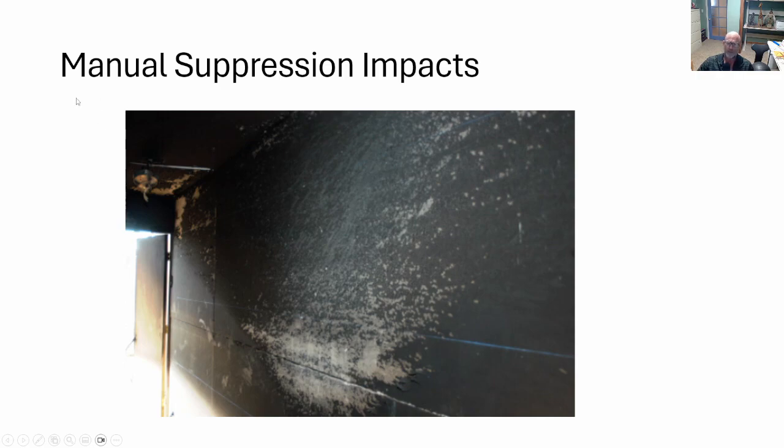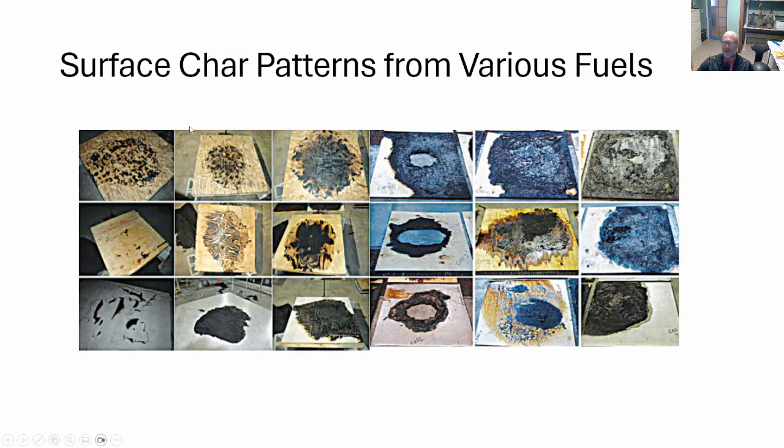Here's an example, an image that shows how active manual suppression activities from a fire hose have changed the profile of smoke patterns on this wall. So it's an important concept to keep in mind. Additional things to be considered on this.